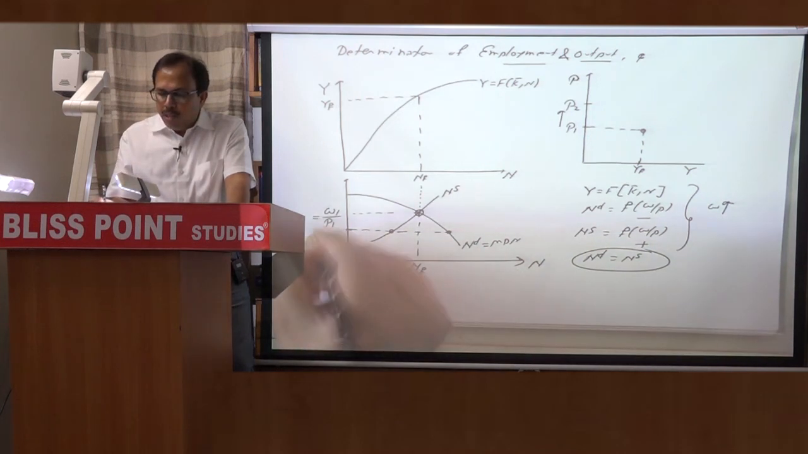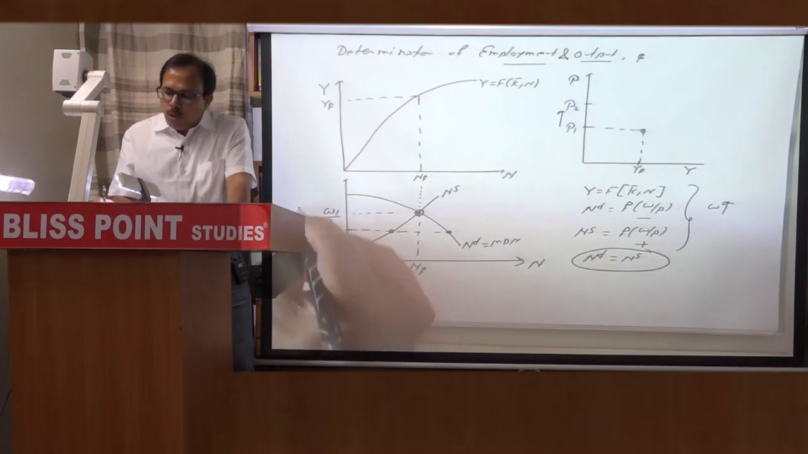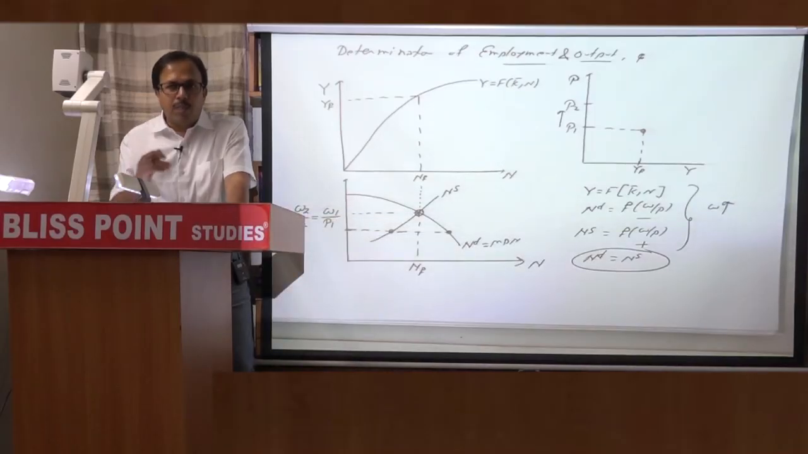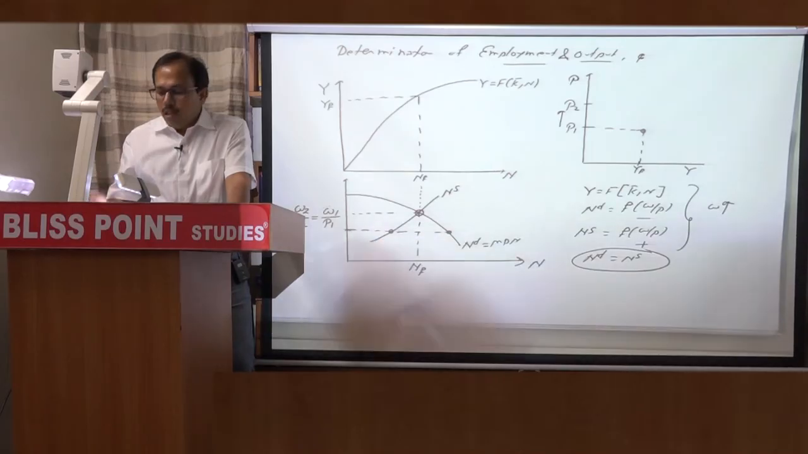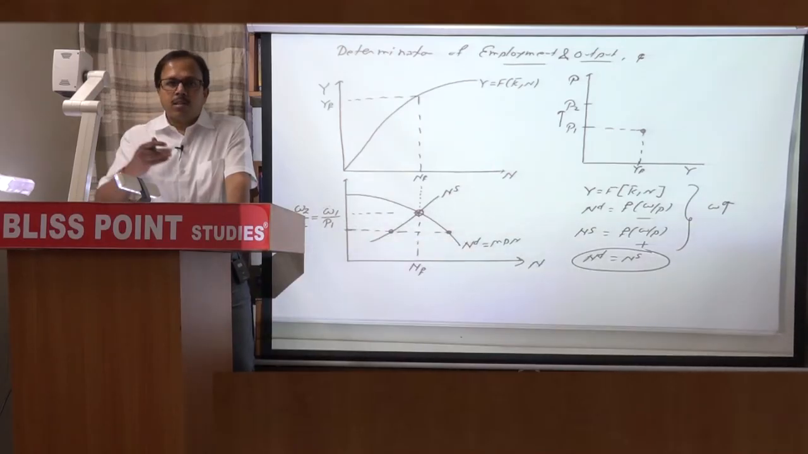So what will happen is that as price rises from P1 to P2, the wage will also rise in the same proportion, so that the real wage will remain the same. I said change in nominal will not affect the real. Price is one nominal factor. W is another nominal factor. Both nominal factors increase in the same proportion, so that the real remains unchanged.